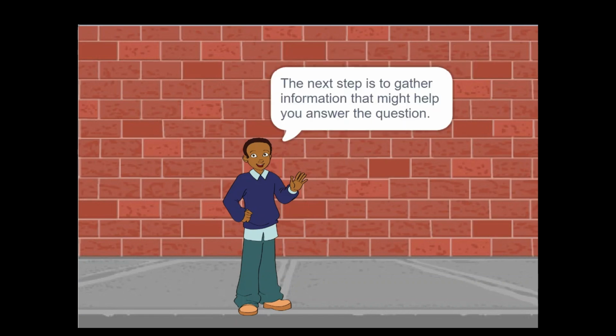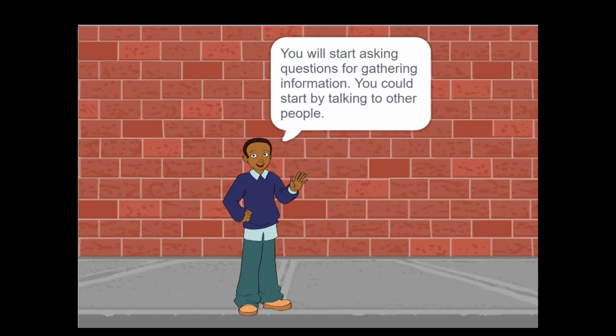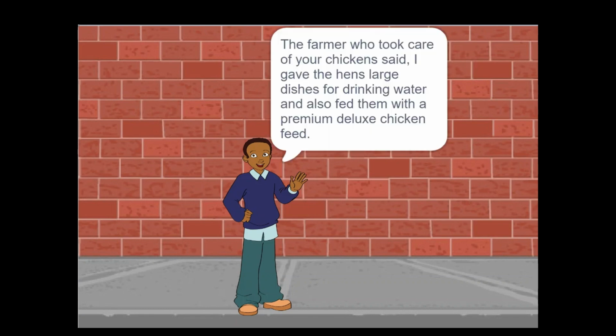The next step is to gather information that might help you answer the question. Your job is to find things that might explain why the hens laid more eggs. Was the weather any different while you were gone? Were other farmers' hens laying more eggs than usual too? You will start asking questions for gathering information. You could start by talking to other people. The farmer who took care of your chickens said, "I gave the hens large dishes for drinking water and also fed them with a premium deluxe chicken feed."